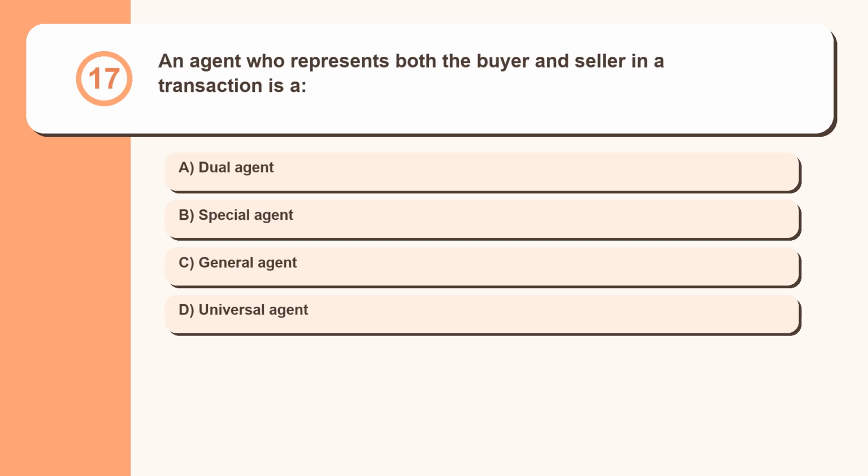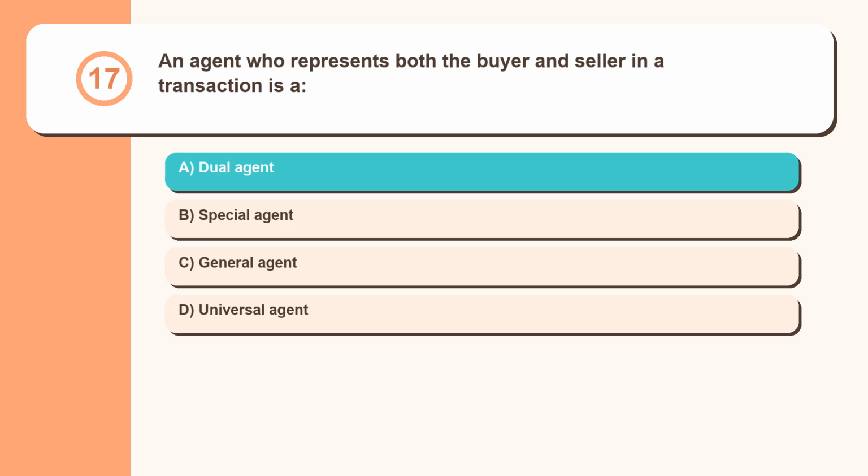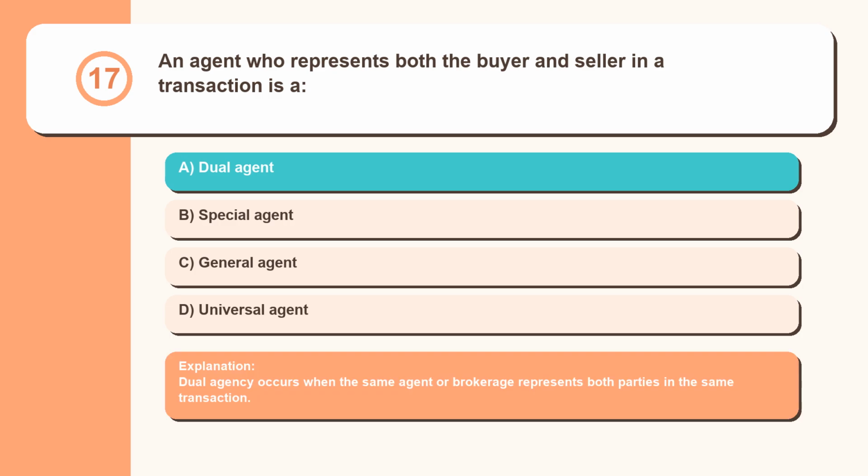Question 17. An agent who represents both the buyer and seller in a transaction is a dual agent, special agent, general agent, universal agent. Dual agency occurs when the same agent or brokerage represents both parties in the same transaction.